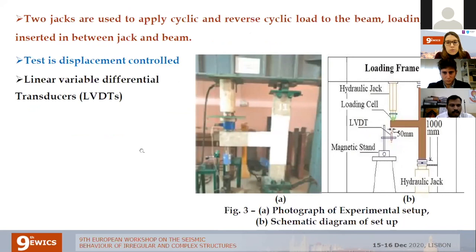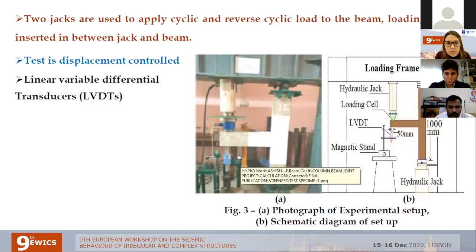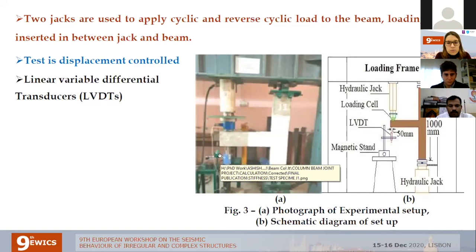An axial load on the column is applied by using the hydraulic jack mounted at the bottom. Here, the two jacks are used to apply the cyclic and the reverse cyclic load to the beam, which is applied at a distance of 50 mm from the tip of the beam. And the applied load is measured using this load cell. The experimental test carried out is displacement controlled. Hence, drift ratio is constant for the cycles of all the specimens. The deflection at the end of the beam or at the tip of the beam is measured with the use of LVDTs.